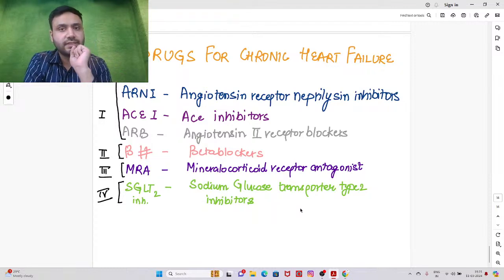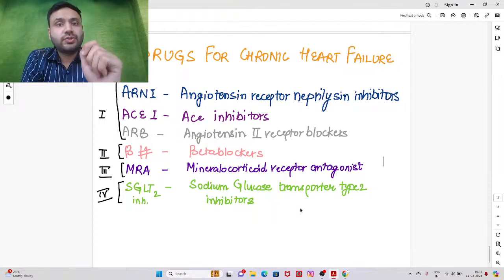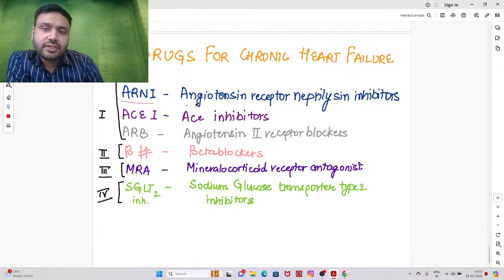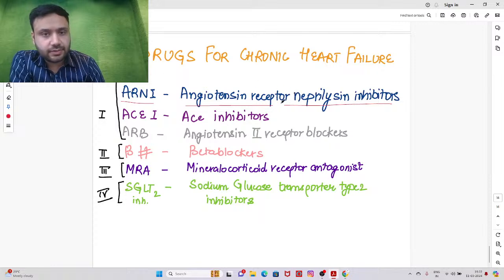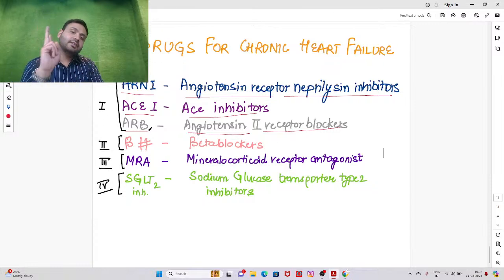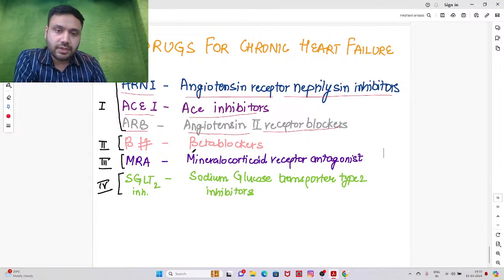The first category is the ones acting on angiotensin 2. The first category is ARNI. So what does it mean? It is angiotensin receptor neprilysin inhibitors. This is the first category drug. And within the first category, there is another category of drugs, that is ACE inhibitors. The third is angiotensin 2 receptor blockers. The second category is beta blockers.